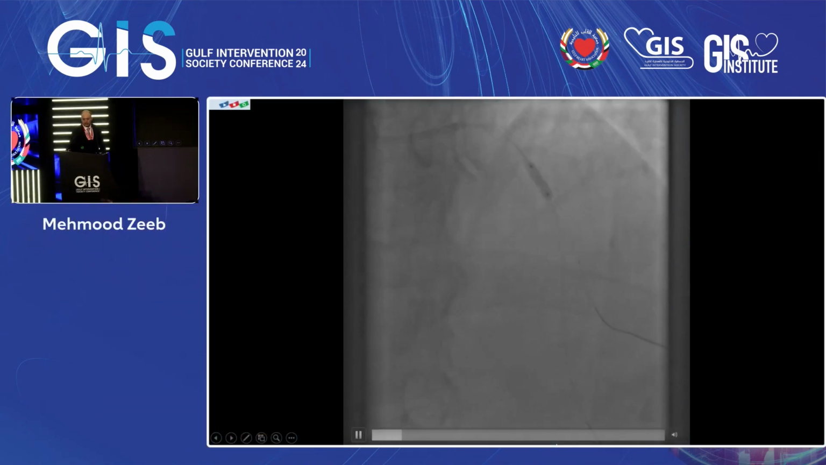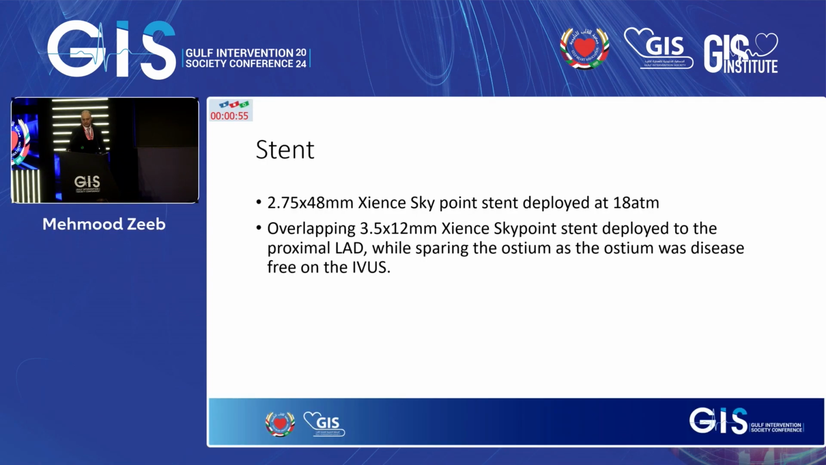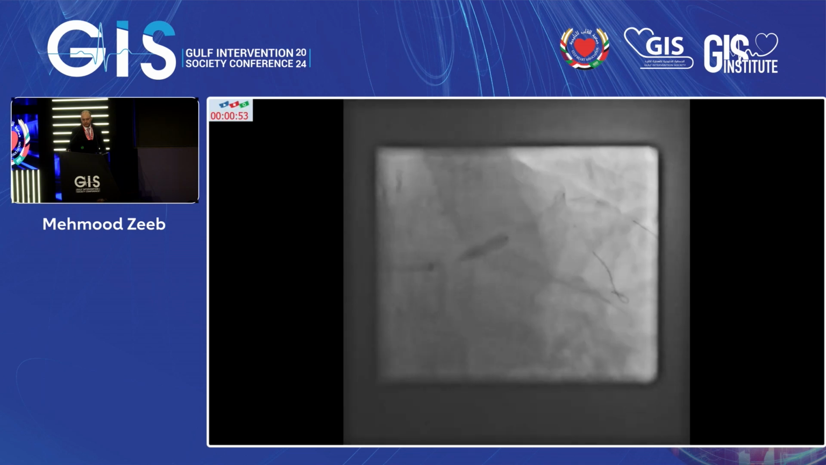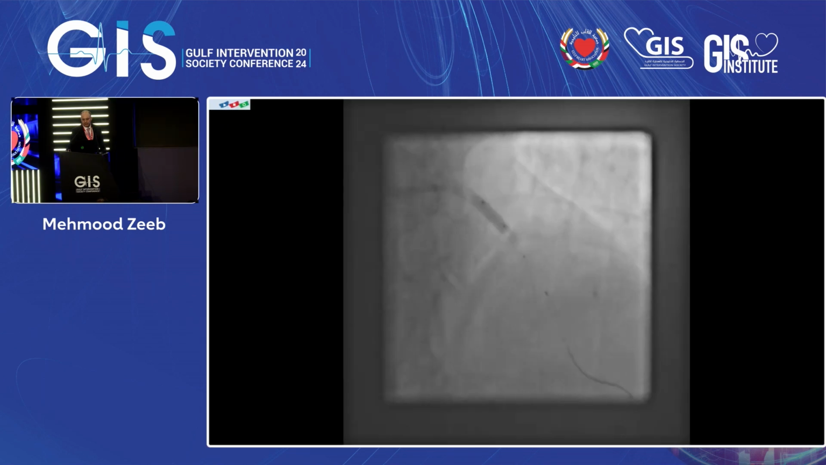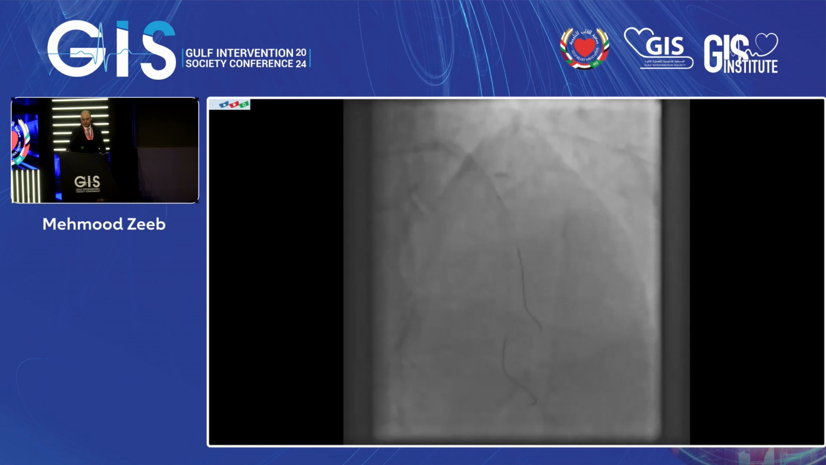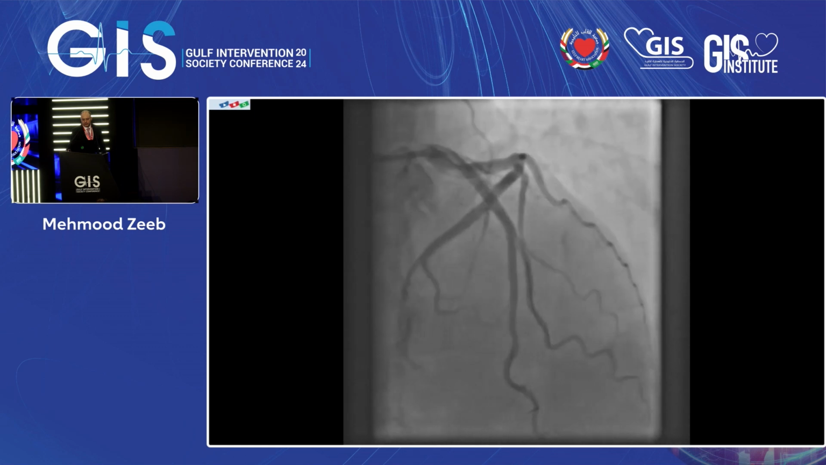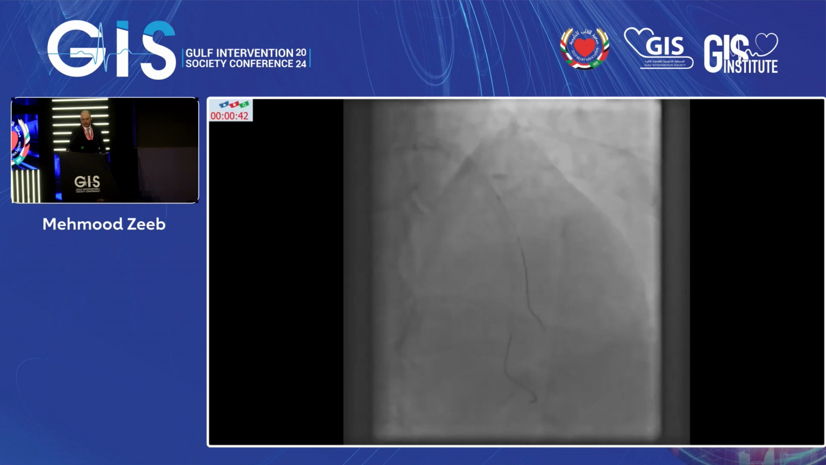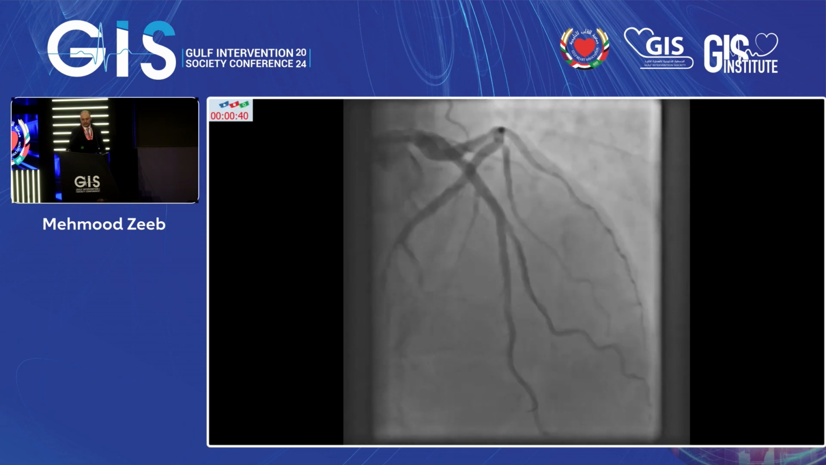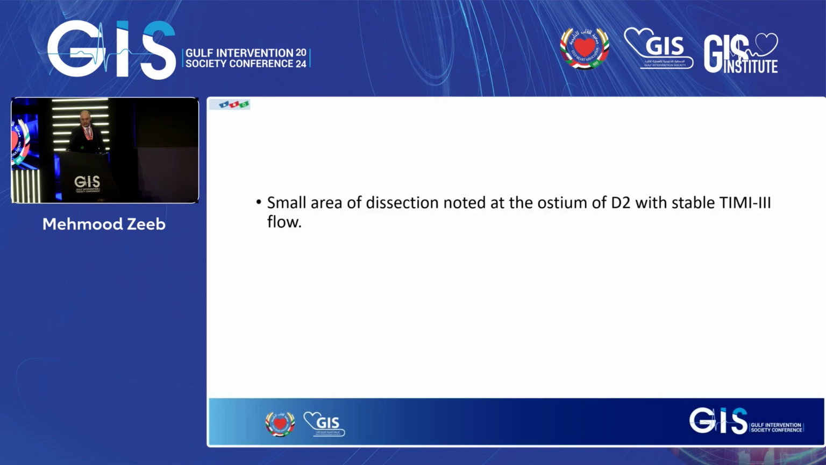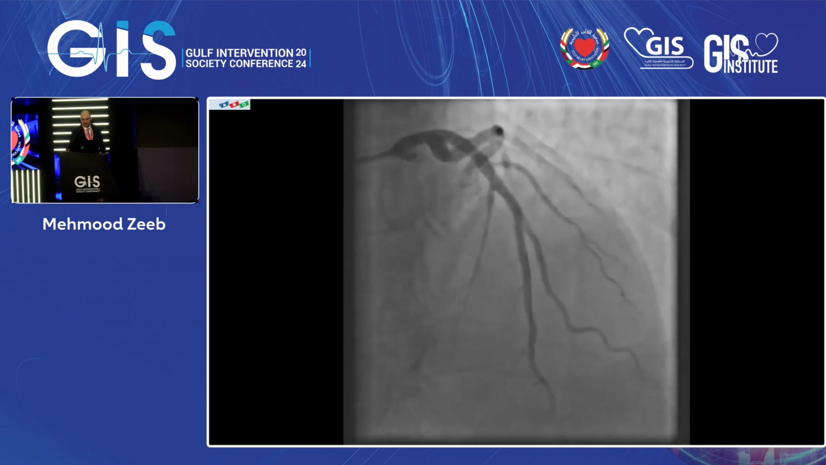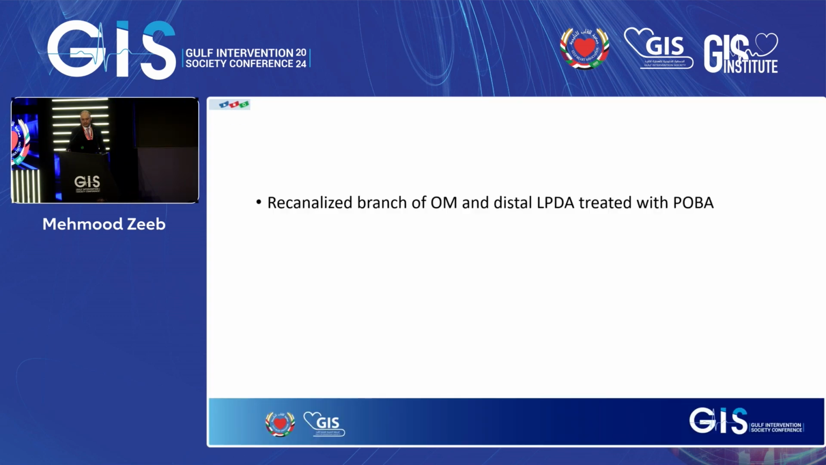So I'll show the final result after the treatment. The stent was deployed, and kissing balloon inflation was performed. So this was the result in the LAD. There was a small dissection in the D2 ostium. However, I left it alone and started the patient on tirofiban. This was the kissing balloon of the proximal small diagonal, and the IVUS performed.